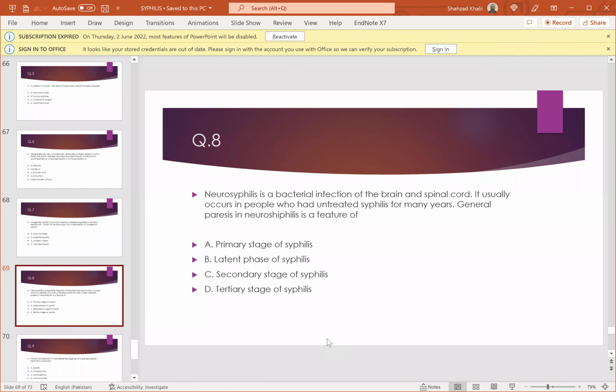Neurosyphilis is a bacterial infection of the brain and spinal cord. It usually occurs in people who had untreated syphilis for many years. General paresis in neurosyphilis is a feature of which stage: primary stage, latent phase, secondary stage, or tertiary stage? D is the correct answer, the tertiary stage of syphilis.